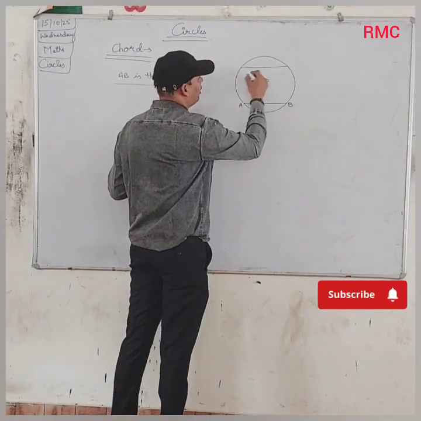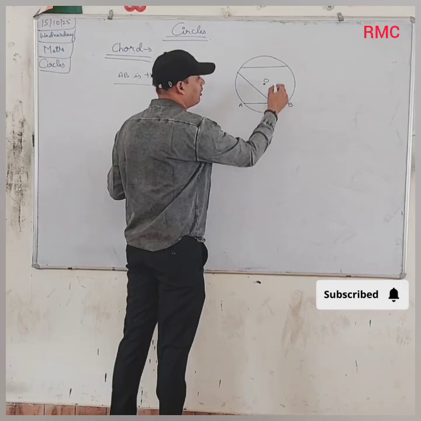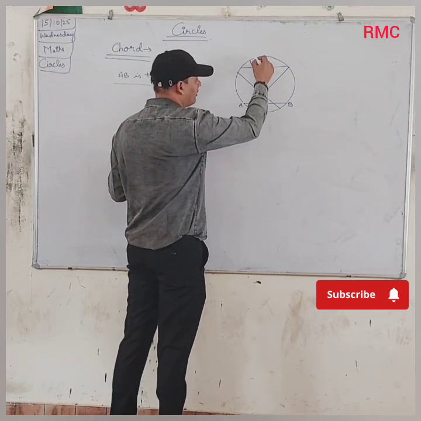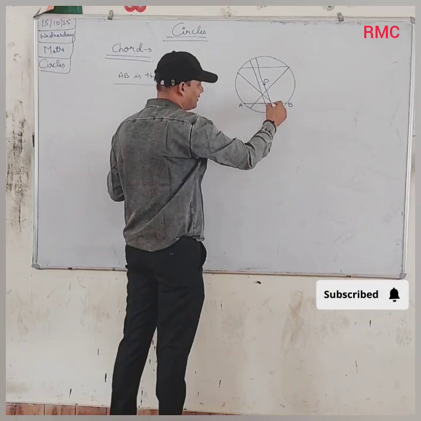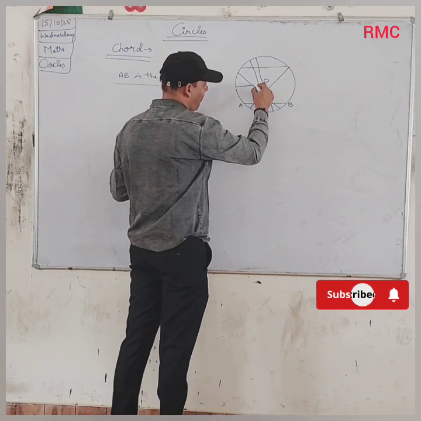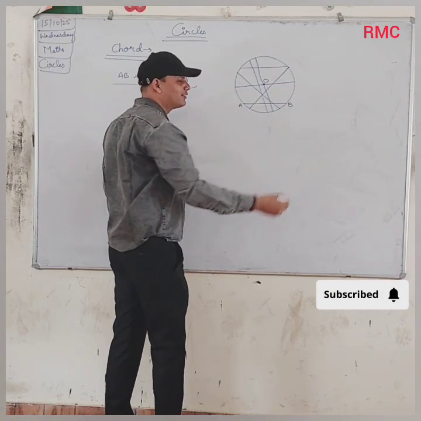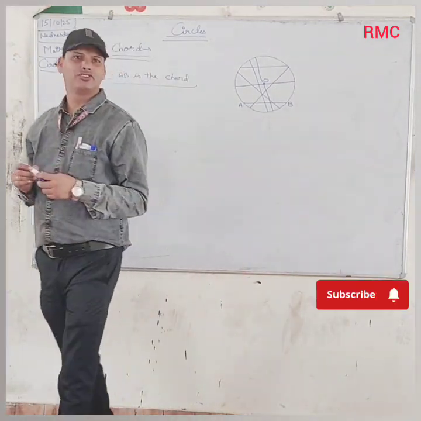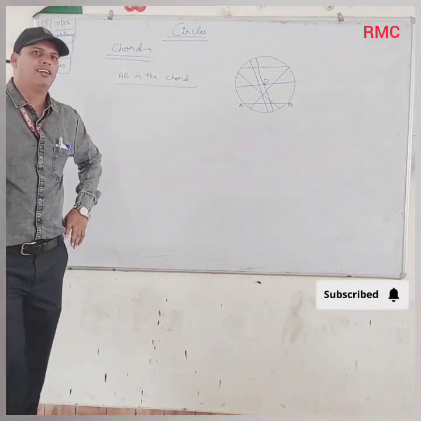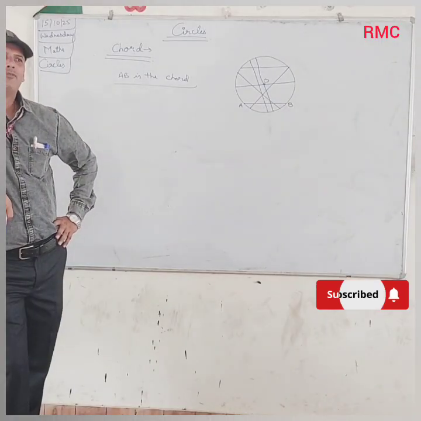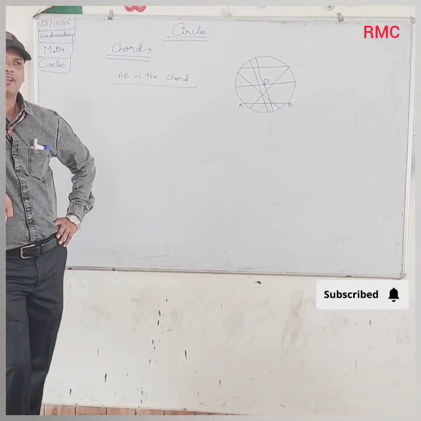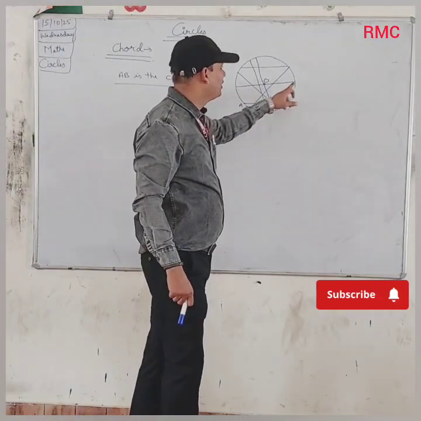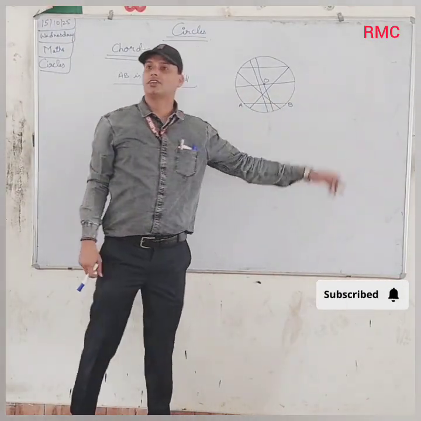This is also a chord. This is also a chord. This is also a chord. Can you see something? There is one more line passing through the center of the circle. This chord is passing through the center of the circle.